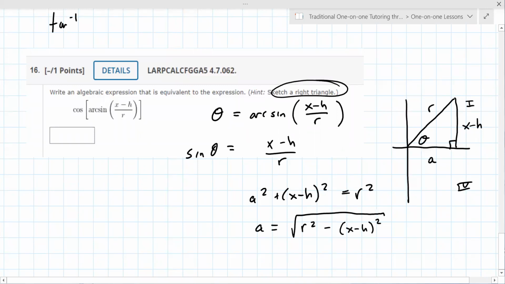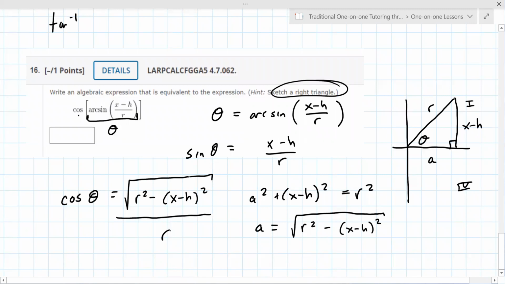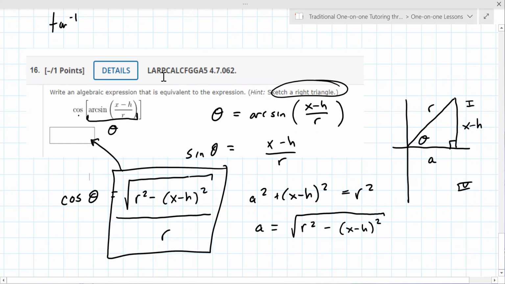You do this in Calc 2, a lot. So you just see it again, but by that time it's been forgotten. Remember, all of this was theta right there. I said we're going to make the substitution, and your job is to find cosine of theta. That's why you needed the a, because you needed the adjacent leg. So that is the square root of r squared minus (x minus h) squared, all over the hypotenuse r. And so everything in this box without the equal sign goes in there.